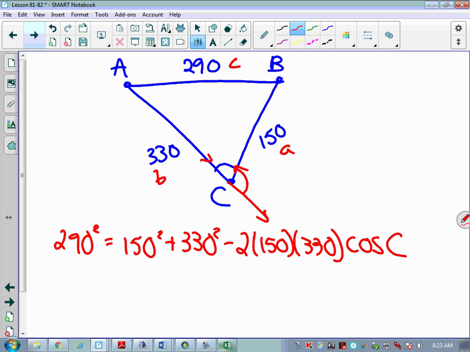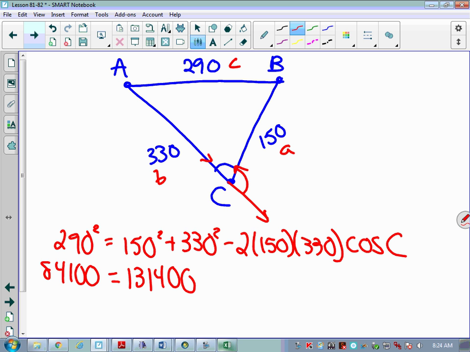So from here, we're going to grab our graphing calculators. Let's see, I'm going to have you guys help me out. 290 squared. Actually, I have all this information here, so I'm going to go through it. 84,100. And then what I would do is you can do the 150 squared plus 330 squared together. So that should give you 131,400.